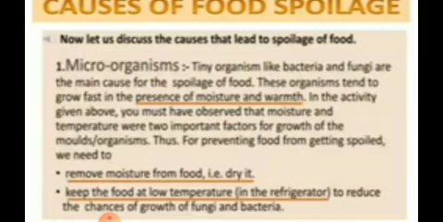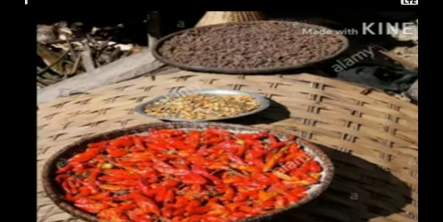Okay, so how can we prevent the food from getting spoiled? Here you can observe, children, we have to remove the moisture from food. That means we have to dry it. We have to dry it under the sunlight. This is the first thing we have to keep in mind. To prevent the food from getting spoiled, what we have to do is remove the moisture from food, so that it is dry.